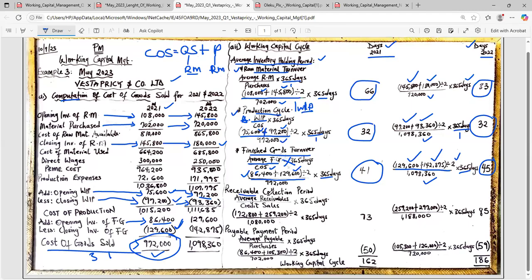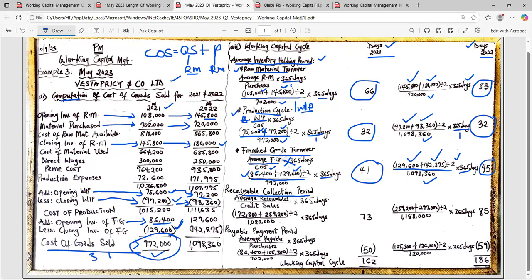For us to complete for debtors, we're going to calculate receivable collection period. Please note, they may not use the words receivable collection period in some materials. They will just use the words collection period. When they use the words collection period, just know that it is receivables collection period because you collect money or you receive money from your debtors.